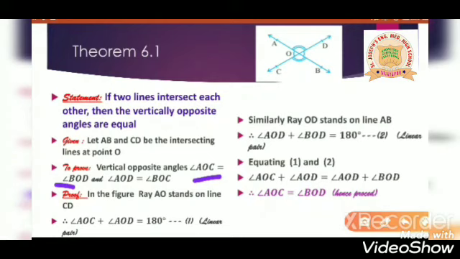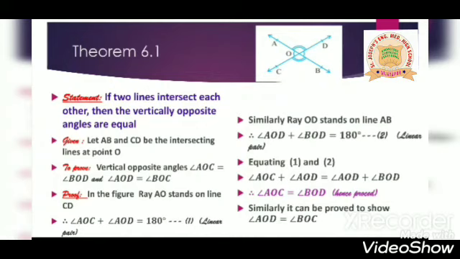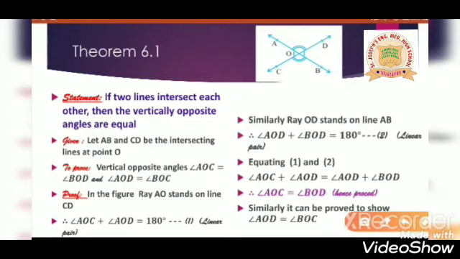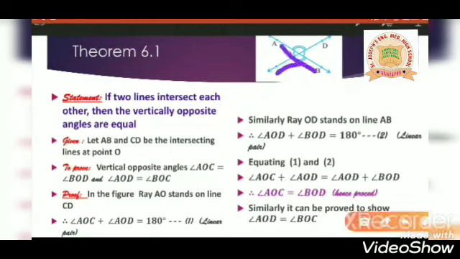Using the same criteria, it can be used to prove that AOD is equal to BOC. That is left to you, the homework for you people. I'll give a clue. You have to take ray BO standing on CD, and one more: ray OC standing on AB. Ray OC is standing on AB. You have to take this and solve the theorem.